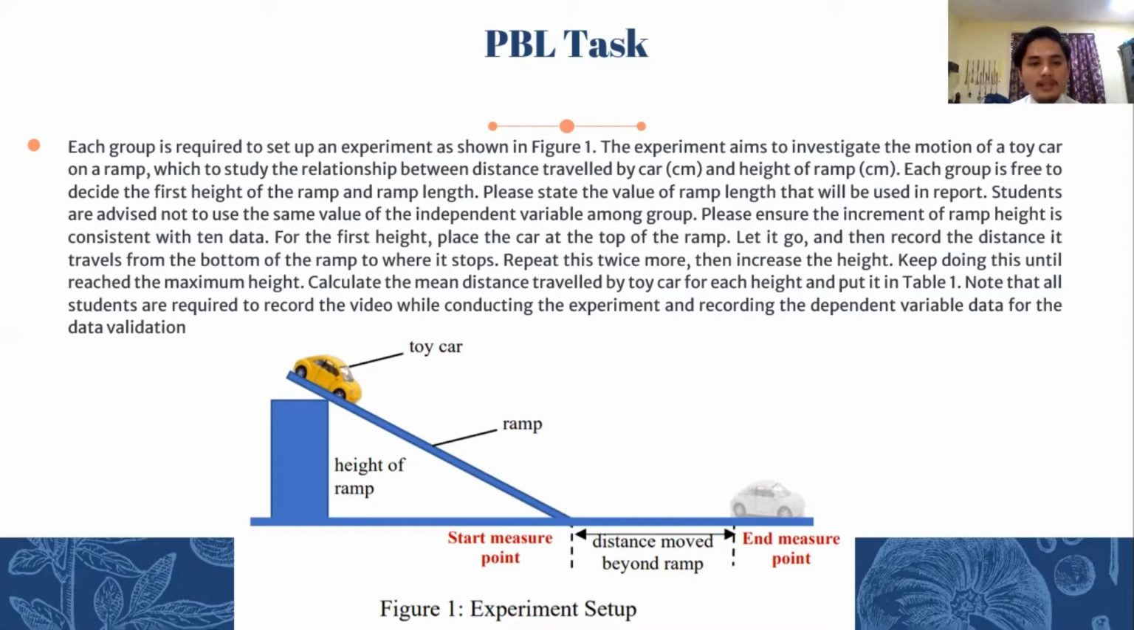Okay, so our toy car will be placed here, and this will be our ramp, and this will be the height of the ramp, starting from the ground until it reaches the ramp. So the distance moved beyond the ramp: when the toy car hits the ground, we will start measuring from here until where it ends. This will be our experiment setup.